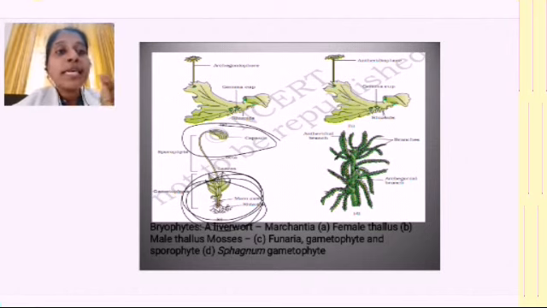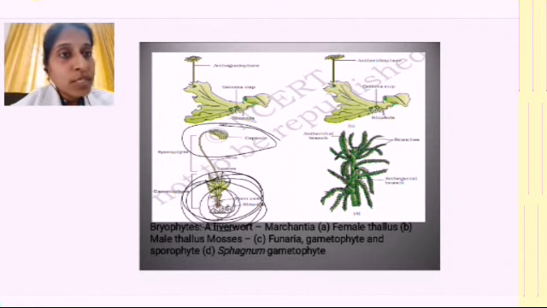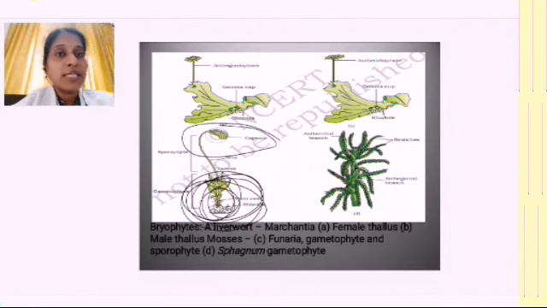So what is a gametophyte? If you look into the cellular structure, how many chromosomes do the cells have?